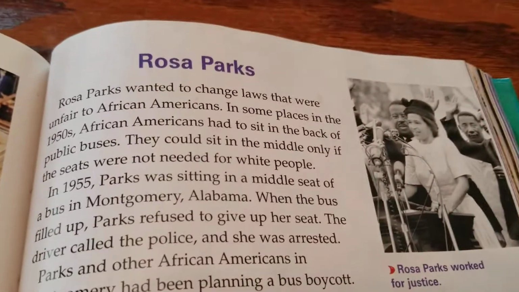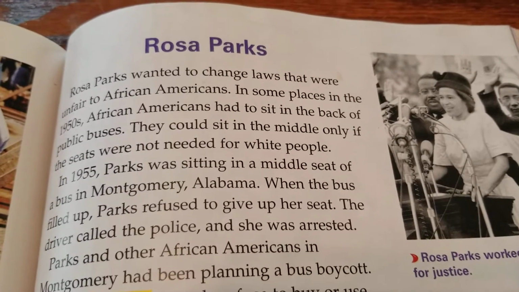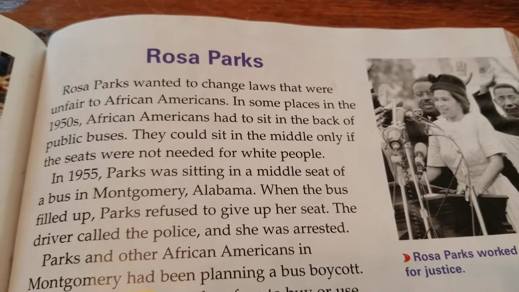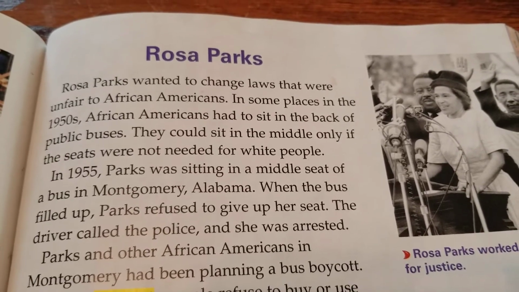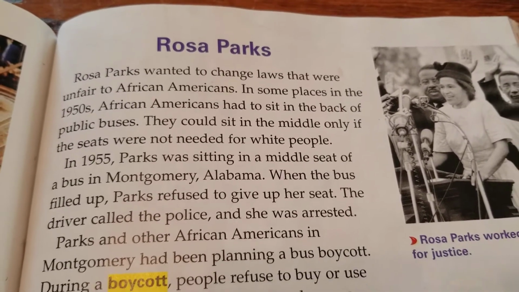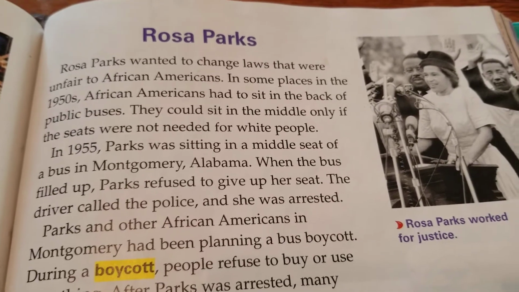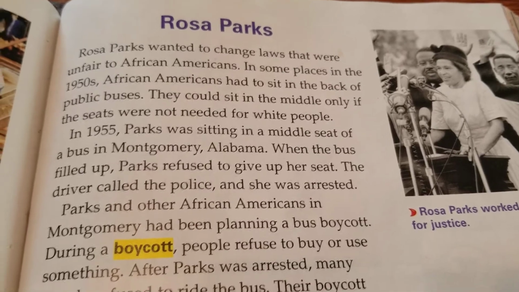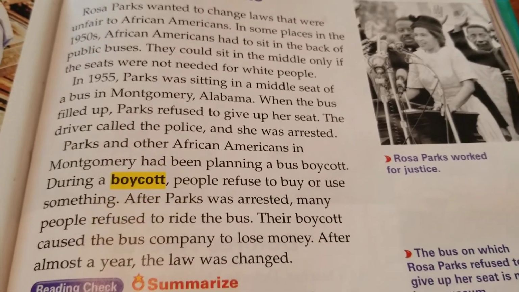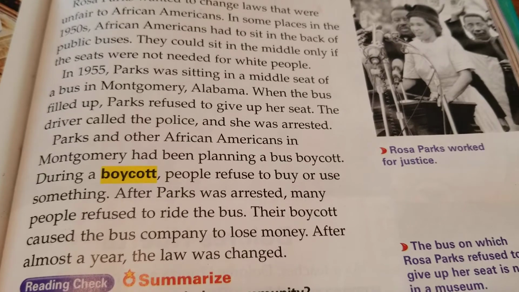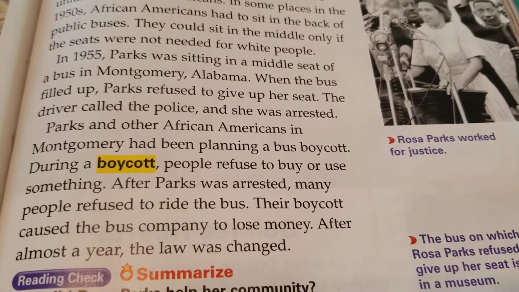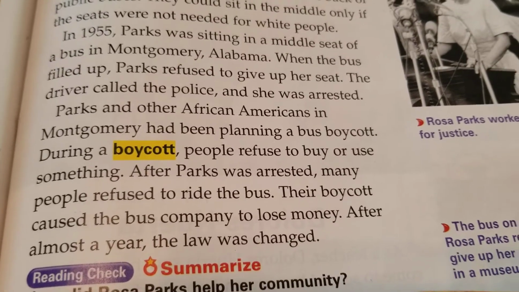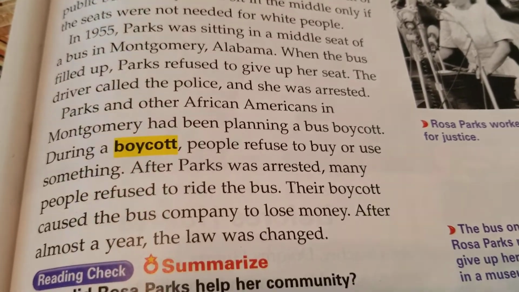Rosa Parks. Love this story. We've talked about Rosa. Rosa Parks wanted to change laws that were unfair to African Americans. In some places in the 1950s, African Americans had to sit in the back of public buses. They could sit in the middle only if the seats were not needed for white people. In 1955, Parks was sitting in a middle seat of a bus in Montgomery, Alabama. When the bus filled up, Parks refused to give up her seat. The driver called the police and she was arrested.